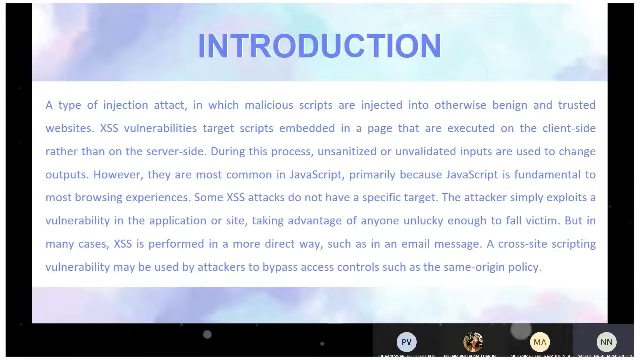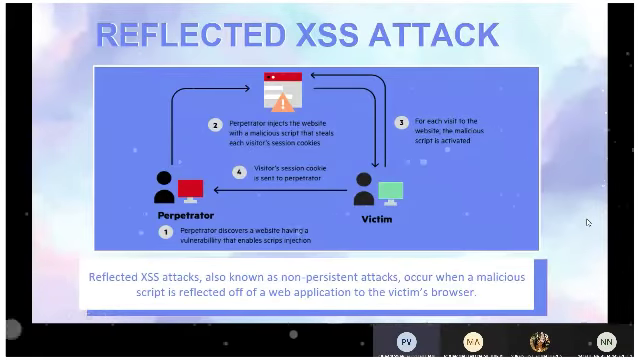Some XSS attacks do not have a specific target. The attacker simply exploits a vulnerability in the application or site, taking advantage of anyone unlucky enough to fall victim. But in many cases, XSS is performed in a more direct way, such as in an email message. A cross-site scripting vulnerability may be used by attackers to bypass access controls such as the same origin policy.